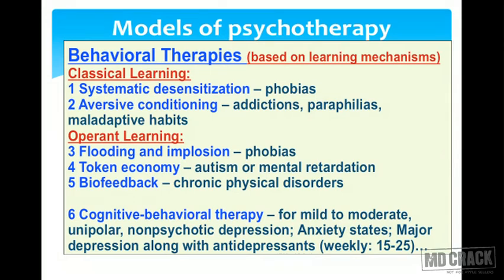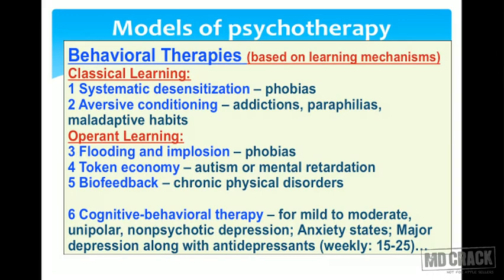Number one is called systematic desensitization. And this desensitization, a gradual systematic desensitization, is required in the management of phobias. The second one is called aversive conditioning. Aversive is bad, aversive is harmful or noxious. Attaching an aversive or noxious stimulus to a particular behavior or habit of the patient is especially useful in conditions like alcoholism, that's addictions, in conditions like paraphilias and maladaptive habits. So systematic desensitization and aversive conditioning are based on classical learning.